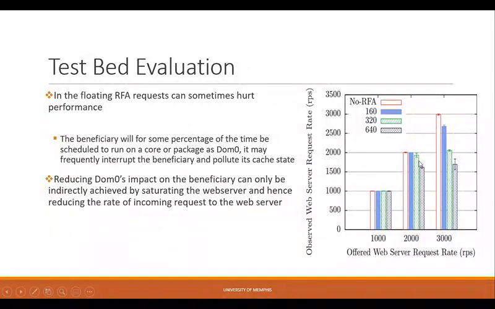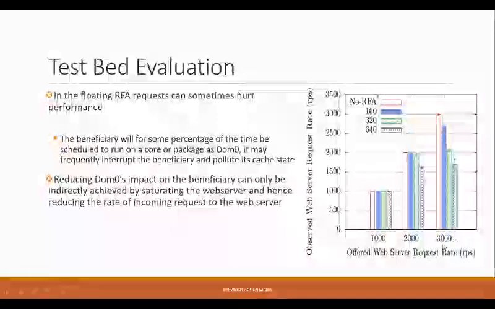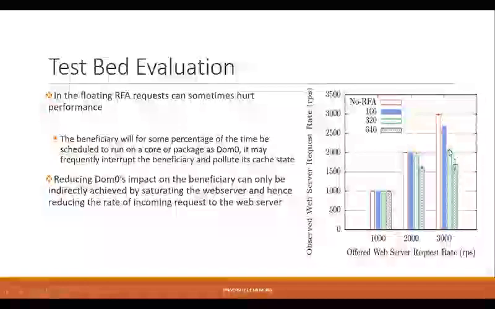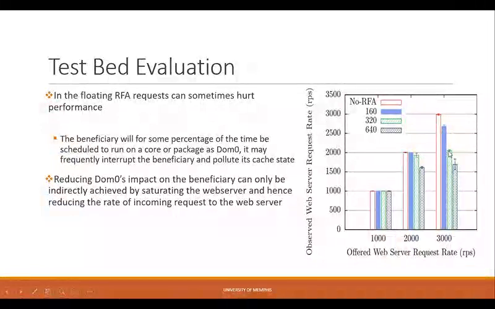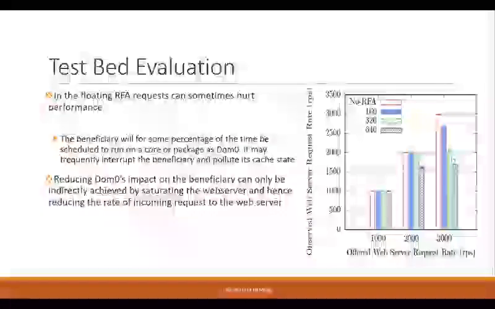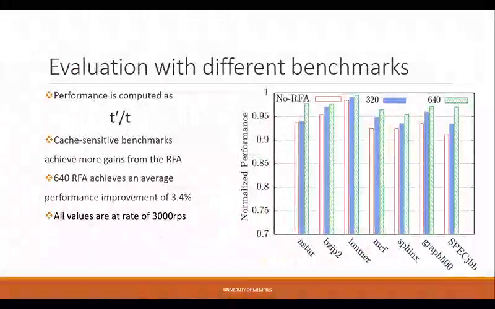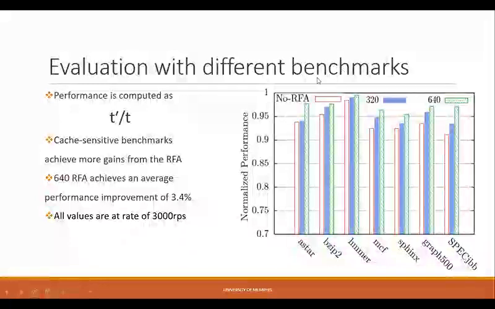Here, if you can see, by introducing this RFA, we are reducing the ability of the server to reply to the web requests. Here, the load generator, or the sender, has 3,000 requests, but the server was not able to serve more than, for example, 2,000 at the RFA request of 320. So here is the same situation, but they are running different workbenches or benchmarks.